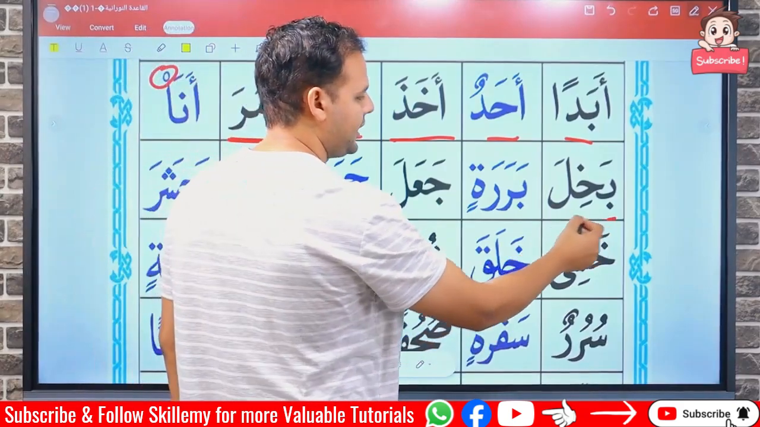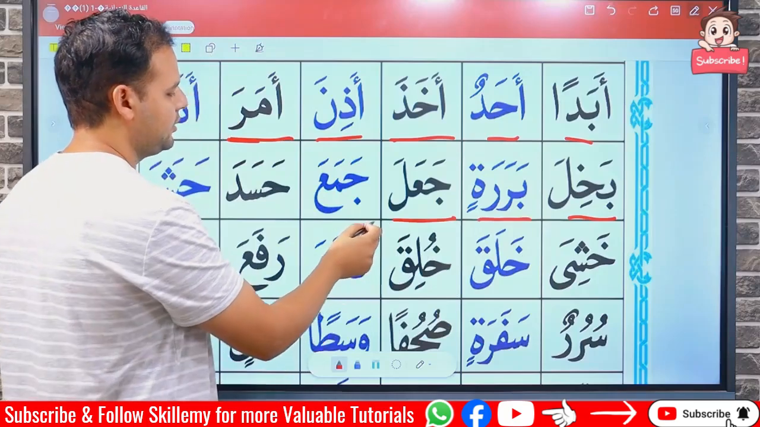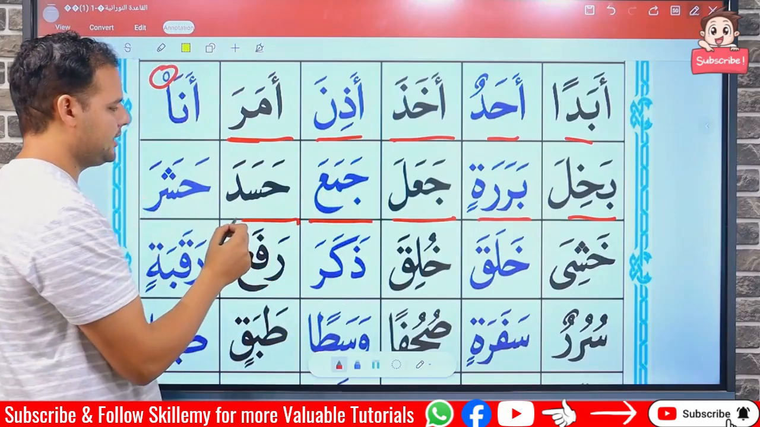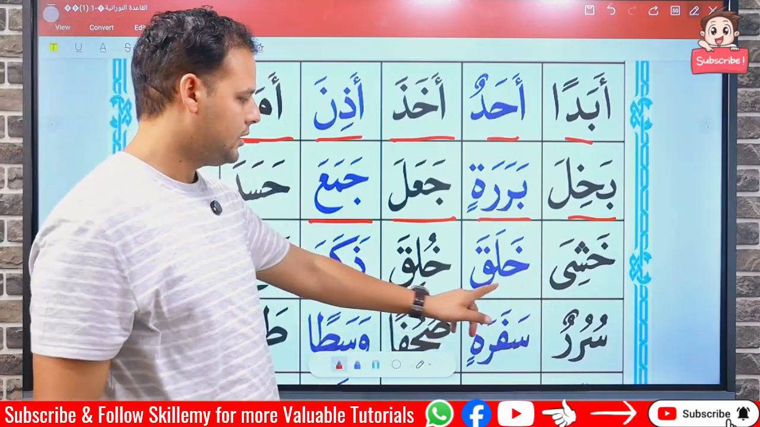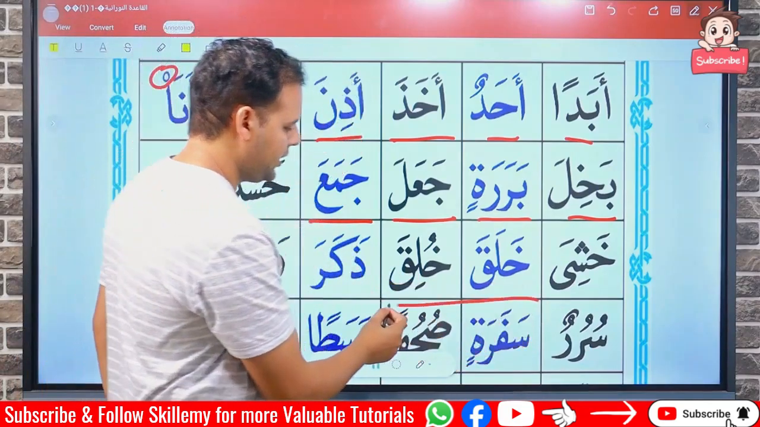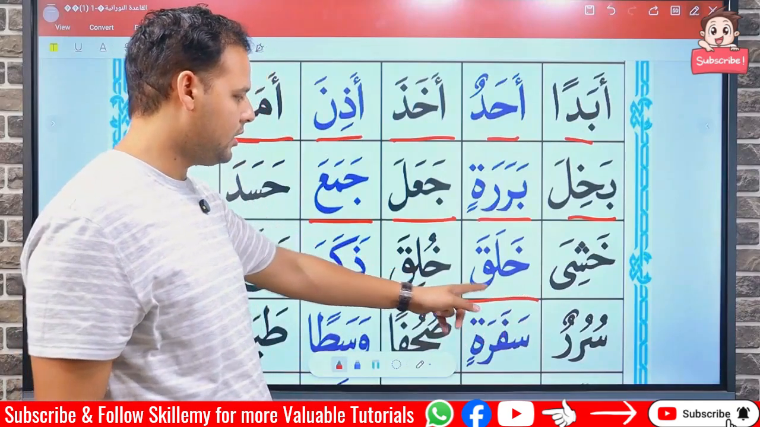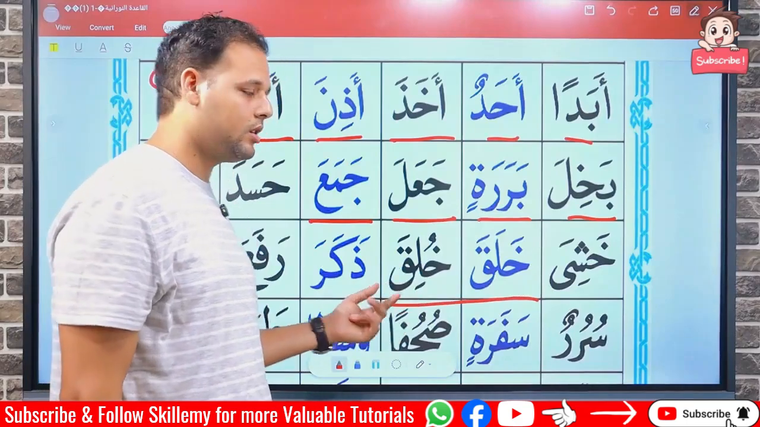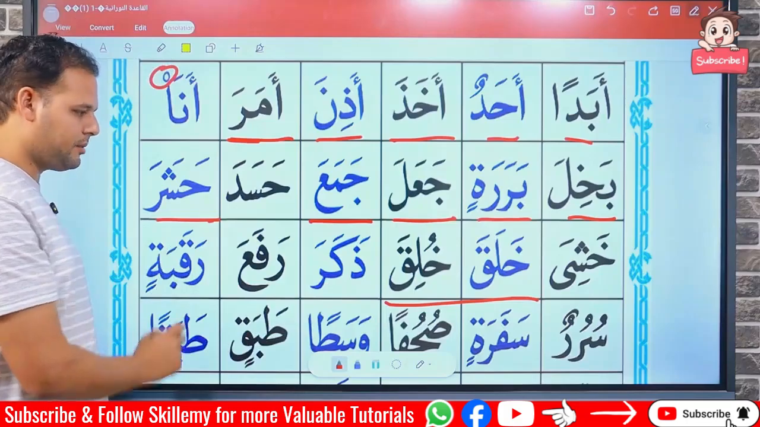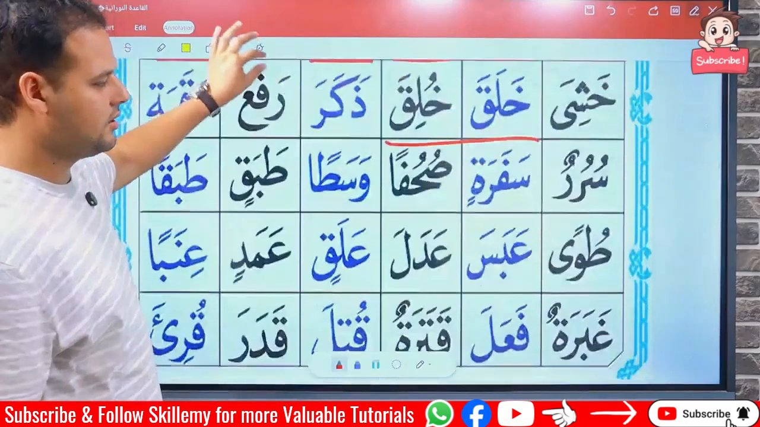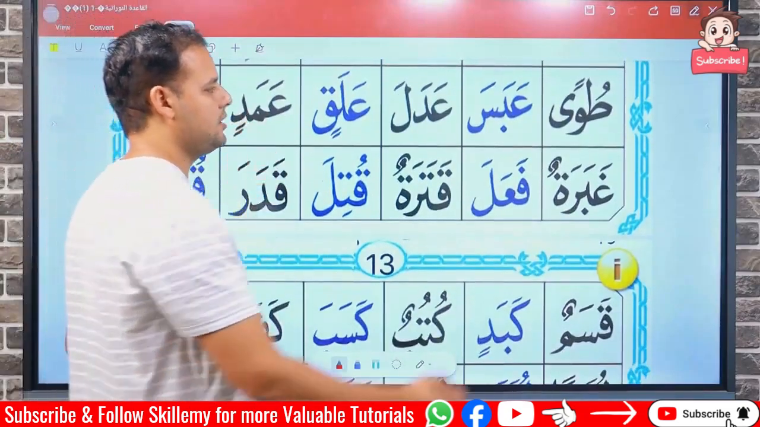And here we have bakhila, bararatin, ja'ala, jama'a, hasada, hashara, khashiya. Look at this one. They have the same letters but different vowels. So this one is going to be khalaqa, and this one is going to be khuliqa, dhakara, rafa'a, raqabatin. Things are going to be starting to seem easier here, it is easier. Now, do you see this one?